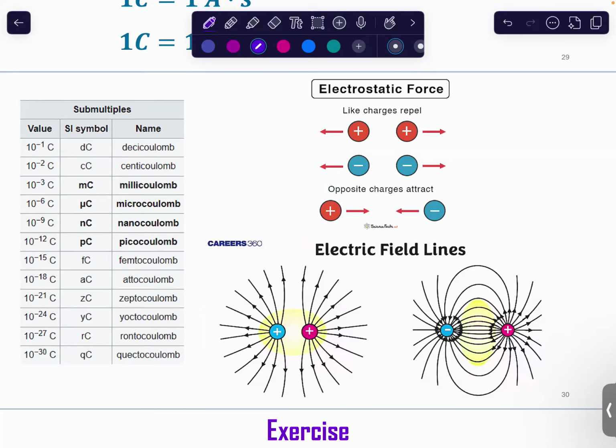I need to come up with a problem that uses yoctocoulombs. Or quectocoulombs, that'd be fun. Just watch people go, what the heck's a quectocoulomb?